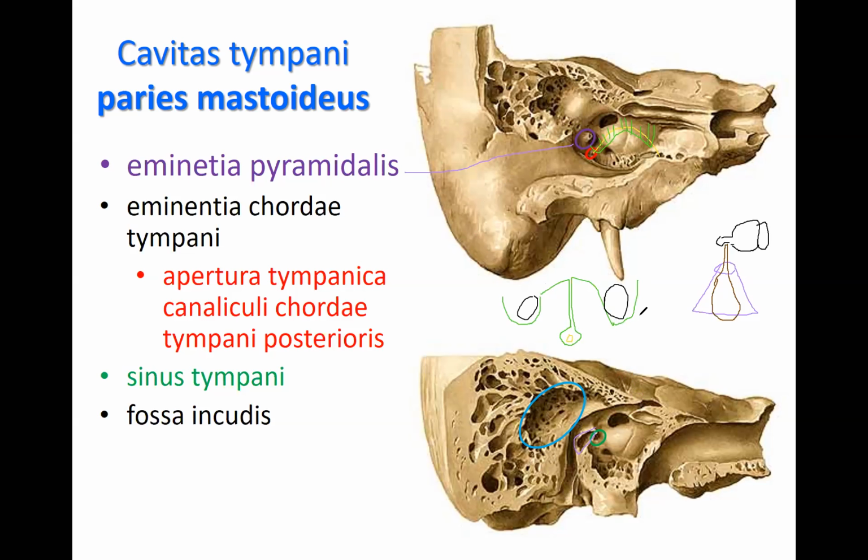Yeah, all the structures have to be covered with mucosa. So the tympanic... corda tympani as it runs here. It has got its anterior and posterior canaliculus. Anterior is here and posterior is here. And you know it's a branch from the facial nerve. So tympanic aperture is just the opening of the posterior canaliculus of the corda tympani.